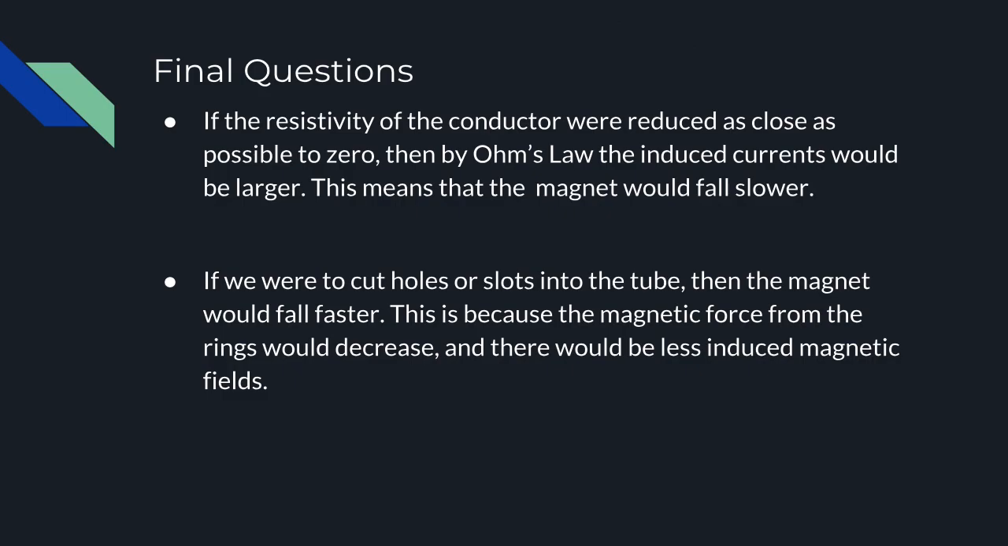If the resistivity of the conductor were reduced as close as possible to zero, then by Ohm's law, the induced currents would be larger. This means the magnet would fall slower through the tube. If we were to cut holes or slots into the tube, then the magnet would fall faster. This is because the magnetic force from the rings would decrease and there would be less induced magnetic fields.